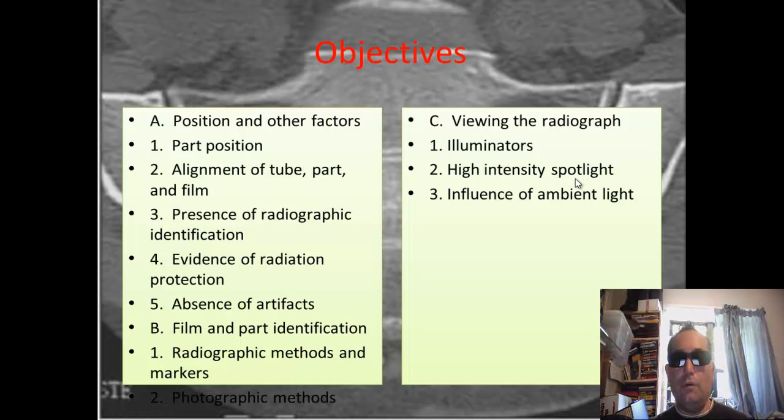Today's objectives. We have a good amount of things to go over. We'll be looking at the position and other factors, part position, alignment, what these terms mean, the presence of radiographic identification, what it means to have evidence of radiation protection. We'll talk about artifacts, film and part identification, the use of radiographic markers, viewing the radiograph, things like illuminators, spotlights, and the influence of ambient light.